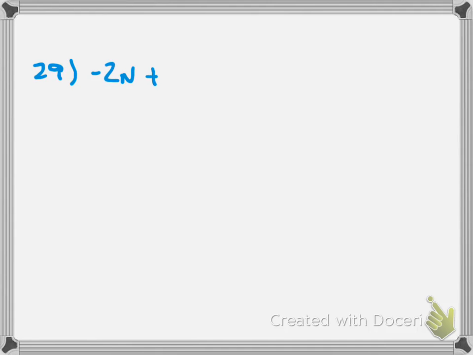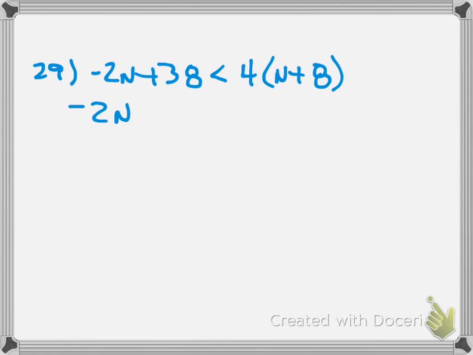29, negative 2n plus 38 is less than 4 parentheses n plus 8. So we're going to distribute. Now we have variables on both sides. It's okay, 4n plus 32.